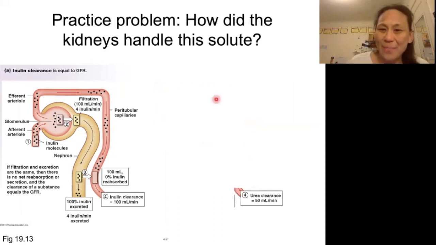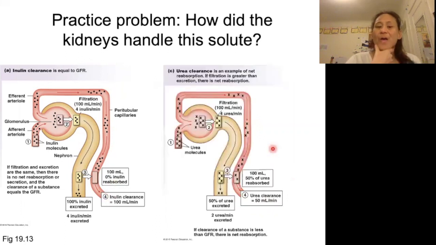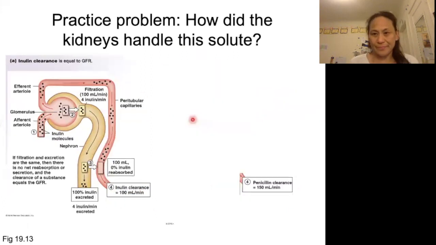Okay, next example. How did the kidneys handle this solute, right? So urea clearance is 50 milliliters per minute. If we compare that to inulin clearance, what does that say about what the kidneys did? Okay, so again, we see a net reabsorption, right? So this number is less than this number, which means that some urea must have gotten reabsorbed along the way. And that is illustrated in this figure.